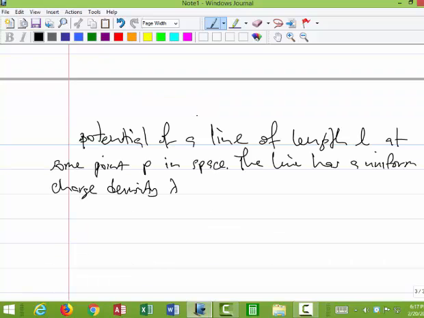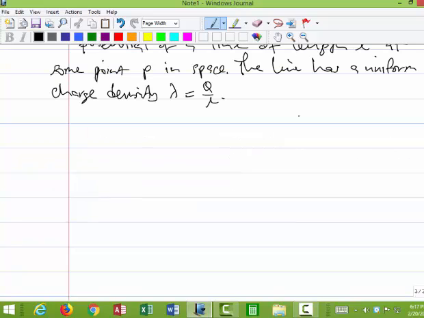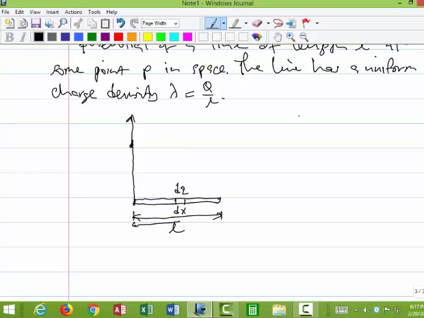So charge density lambda is equal to Q over L. We put a line, total length is L, and at this point P in space, we take an element dq of length dx, and the distance from here to here is x. So the whole line has length L, of course.